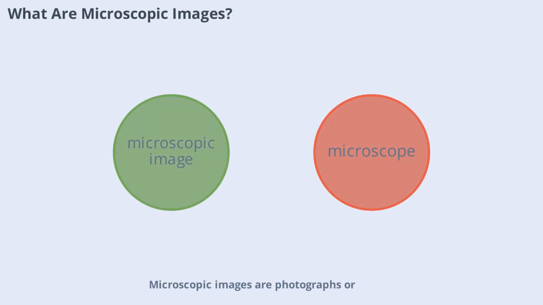Microscopic images are photographs or digital captures taken through a microscope. These images reveal details invisible to the naked eye, allowing us to study the structure and function of tiny objects, such as cells, bacteria, and even materials at the nanoscale. Understanding what you're looking at is the first step in any analysis. By learning to recognize patterns and features, you can unlock a wealth of information hidden within these images.